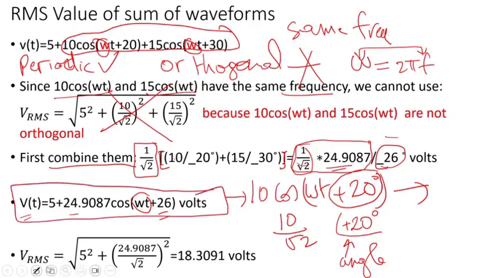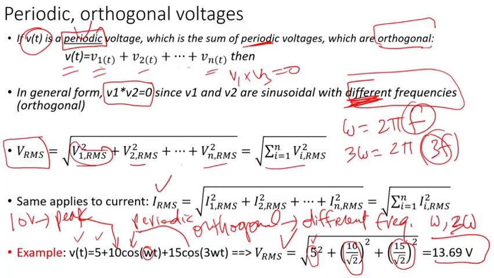Now I can go back and use this equation. So it's 5 squared plus 24.9087 divided by √2 squared. So I get 18.3091. So that's how you handle it. If you have signals that are orthogonal, periodic, you can use this equation here if it's a voltage.